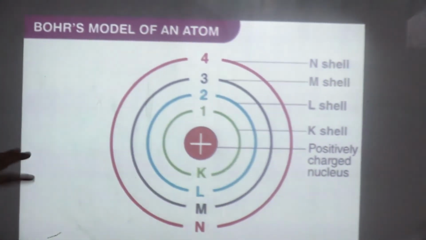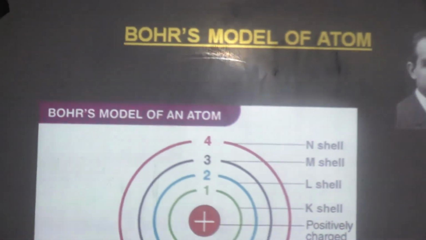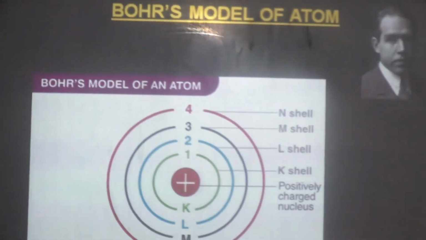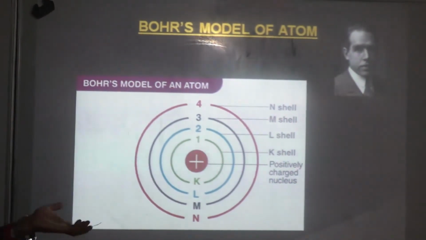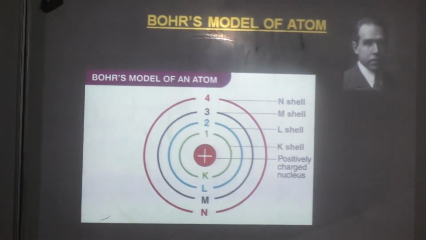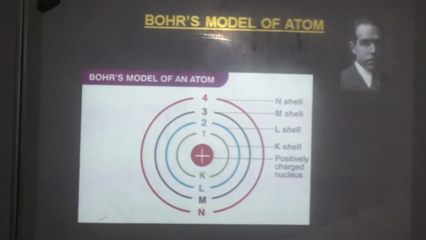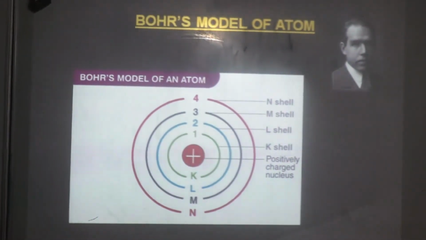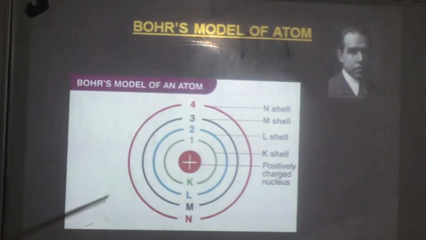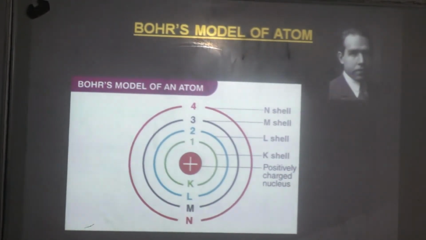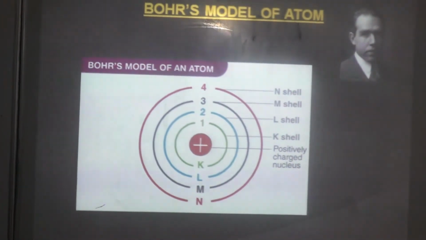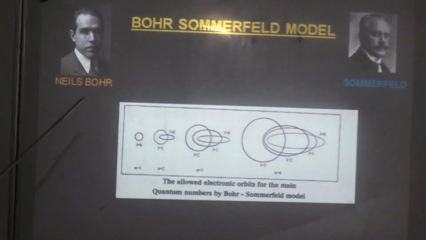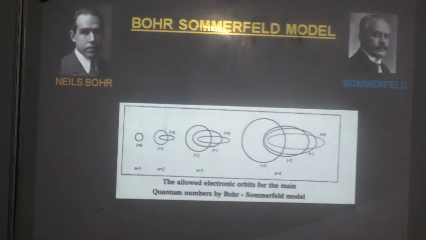Sometimes these are explained with the help of the spectroscope. But as the days went on, spectroscopes became highly sophisticated, and very sensitive spectroscopes were made. Then, while observing, he observed some more lines in the spectrum. These are some defects in Bohr's model. Next, now come to Sommerfeld. He worked along with Bohr. That's why this is called the Bohr-Sommerfeld model.